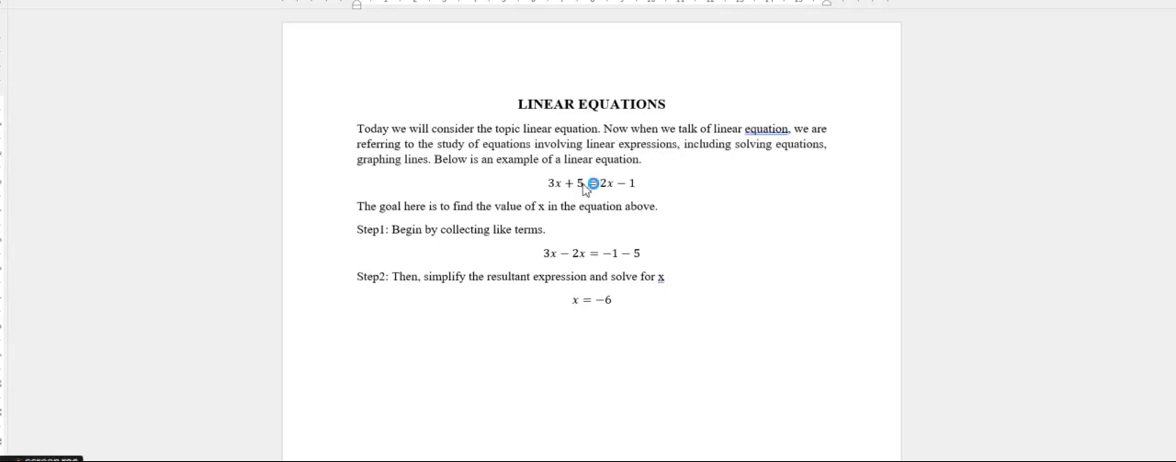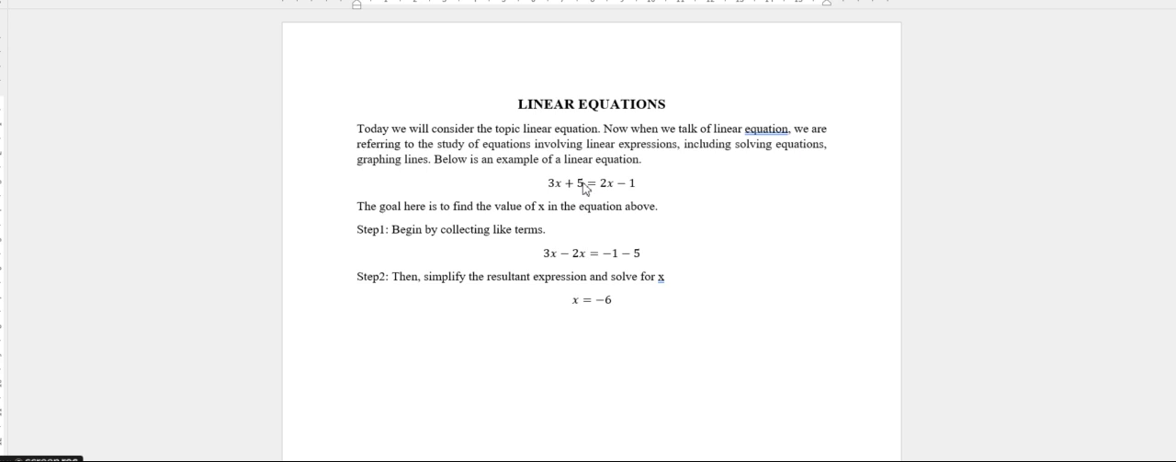In today's session, we are looking at the topic linear equations. When we talk about linear equations, we are referring to the study of equations that involve linear expressions. Now, when we say linear expression, what do we mean? It means the highest power this kind of expression can have is one.